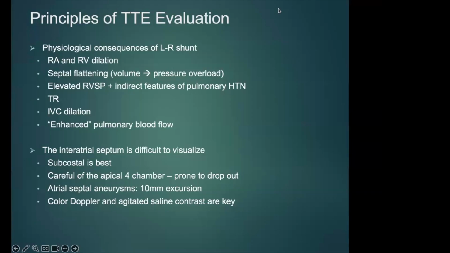As mentioned, the intraatrial septum is difficult to visualize. Subcostal is typically the best. Color Doppler and agitated saline are very key for looking at this. And in terms of associated abnormalities that you can look for, atrial septal aneurysms do fall in line with PFOs and ASDs. And so you're looking for that tissue being quite redundant and mobile, and our typical cutoffs are about 10 millimeters of excursion on one side or the other.